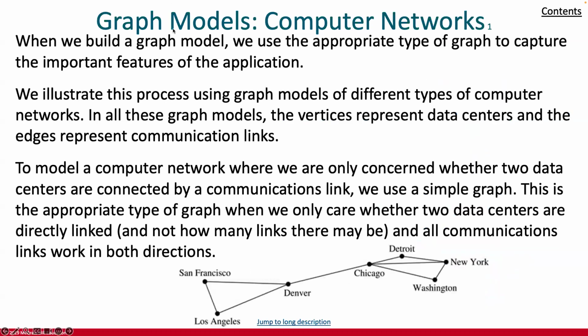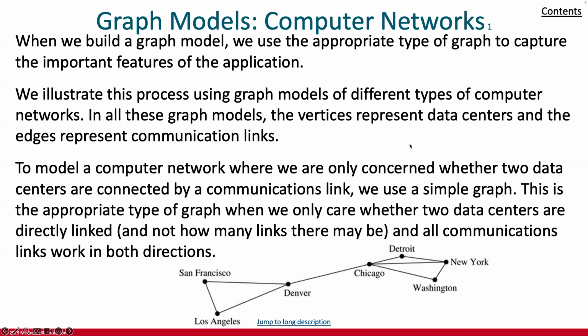So we can be using graph models. And so we're going to be looking at computer networks. When we build a graph model, we use the appropriate type of graph to capture the important features of the application. We illustrate this process using graph models of different types of computer networks. In all these graph models, the vertices represent data centers and the edges represent communication links.